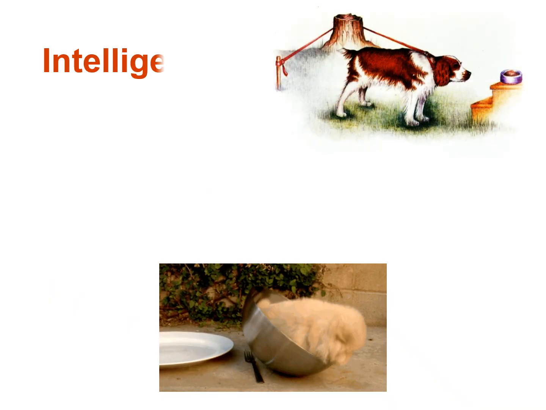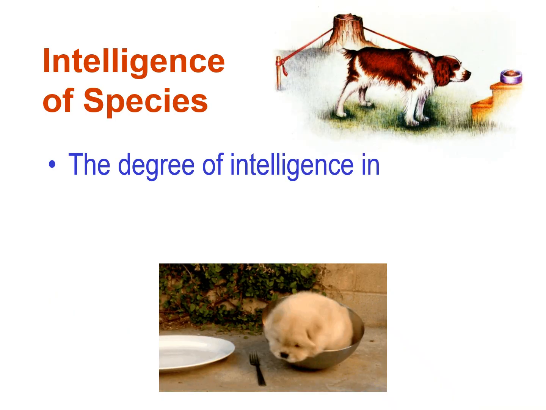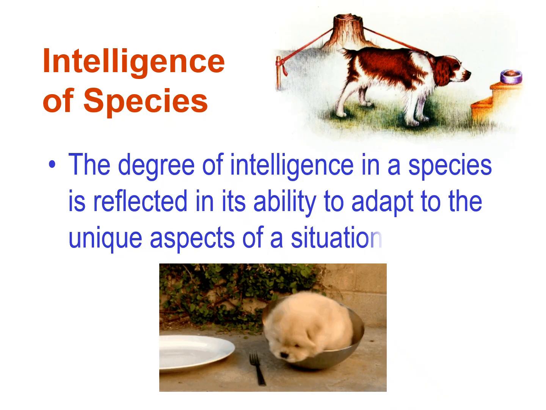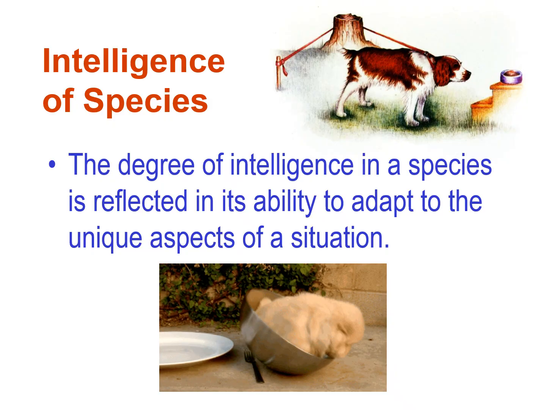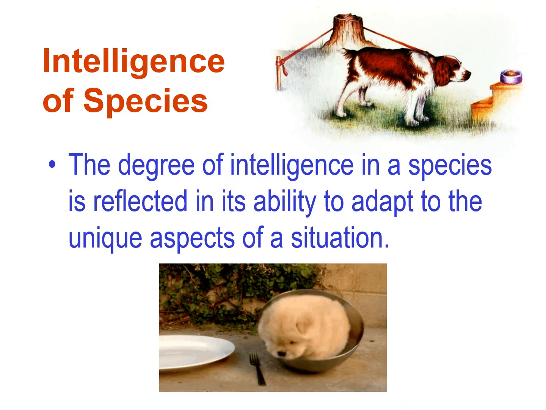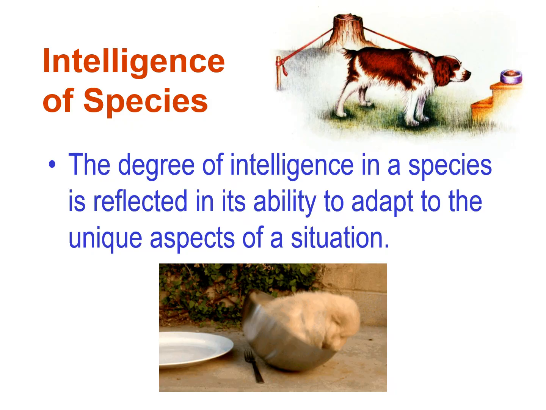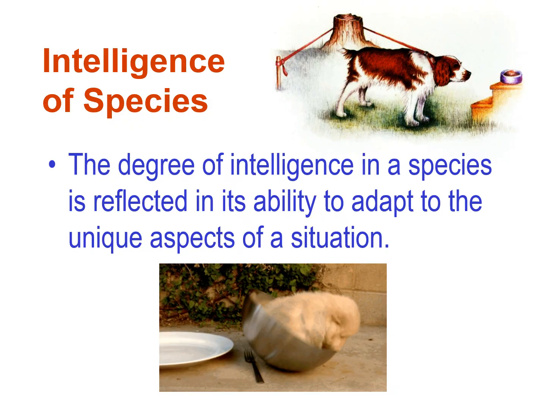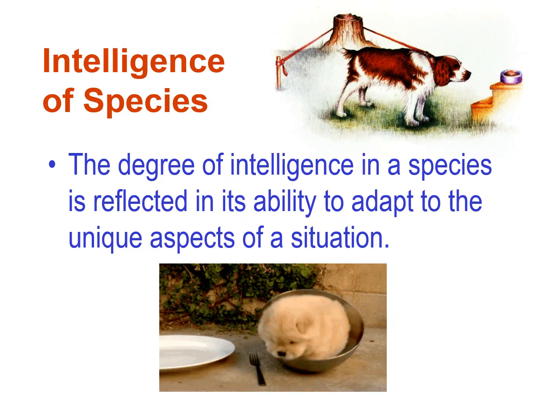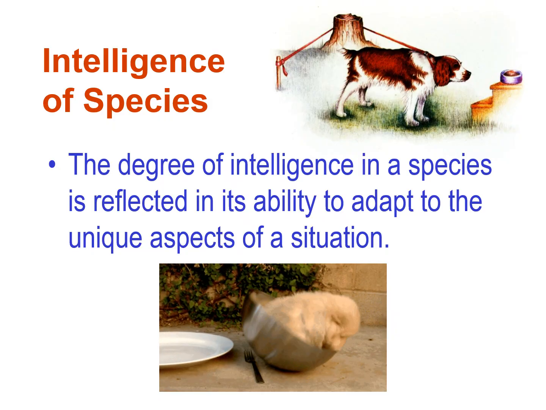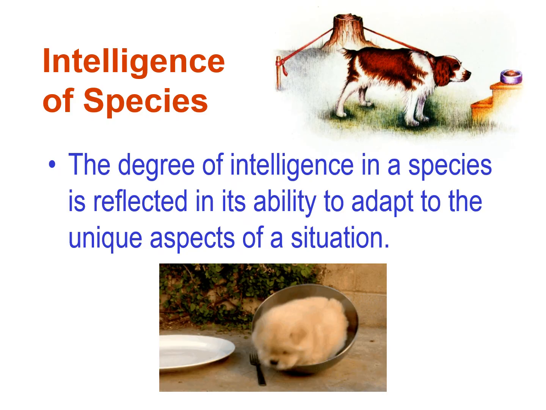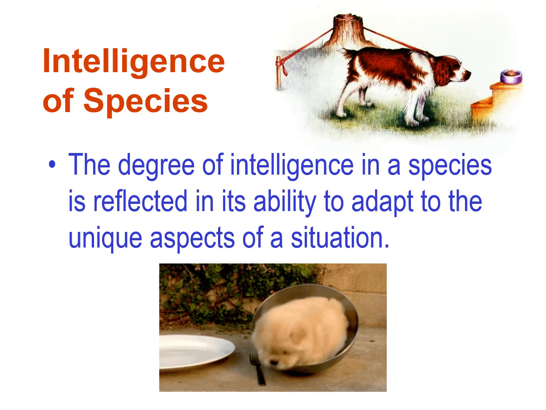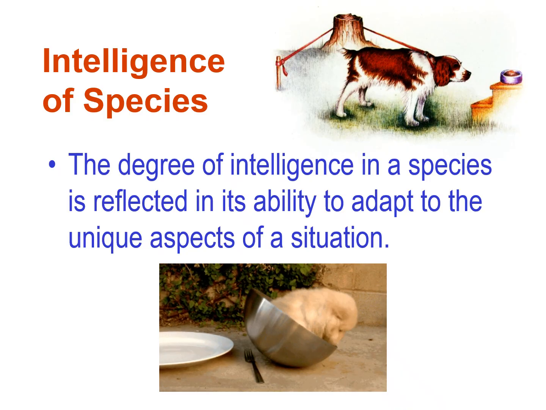The degree of intelligence of a species is reflected in the ability to adapt to the unique aspects of a situation. In other words, to problem solve. This poor dog has wrapped its leash around a tree and as a result can't reach its food. A normal human could readily extricate themselves from this awkward situation and get their rewards. But dogs and cats lack the sophisticated nervous system to achieve the desired outcome.